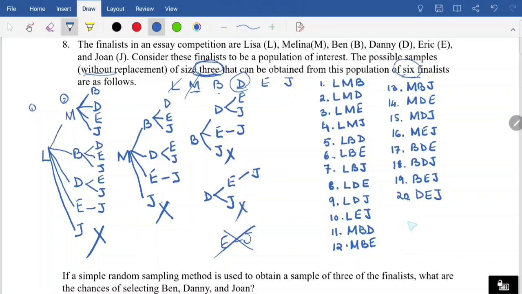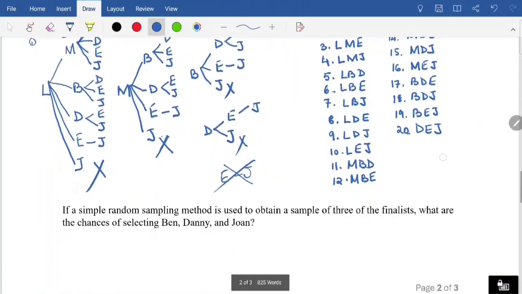20 unique combinations of size 3 that can be drawn from a population of size 6. All right, so this represents all combinations. Again, like I told you, it will be challenging to do it in your head. If you can, go ahead, but I think this tree method helps us proceed in a structured way and helps us capture all different possible combinations.